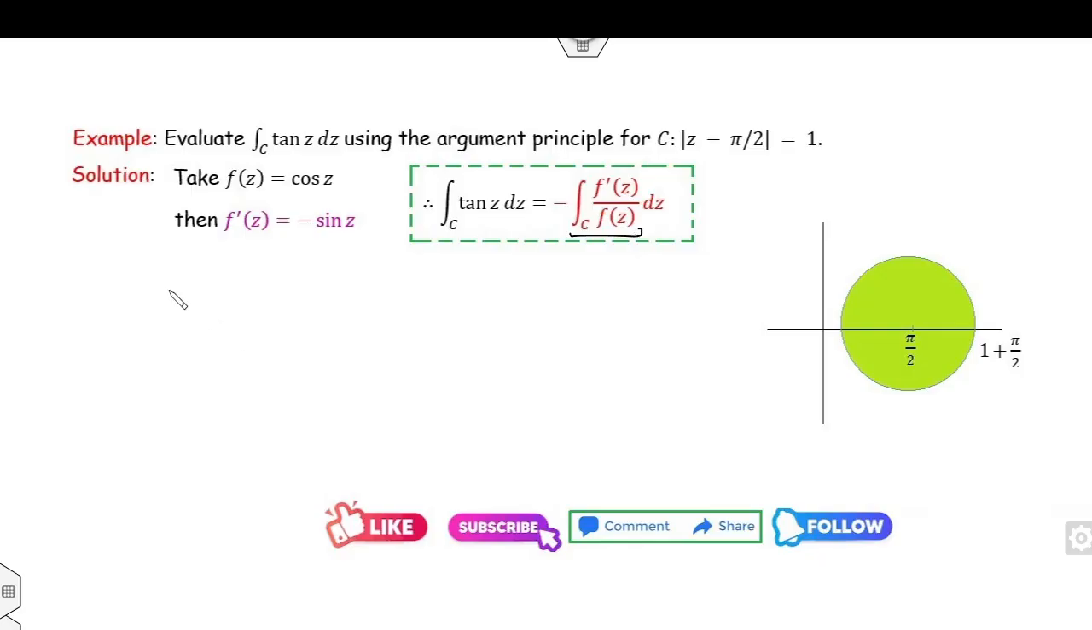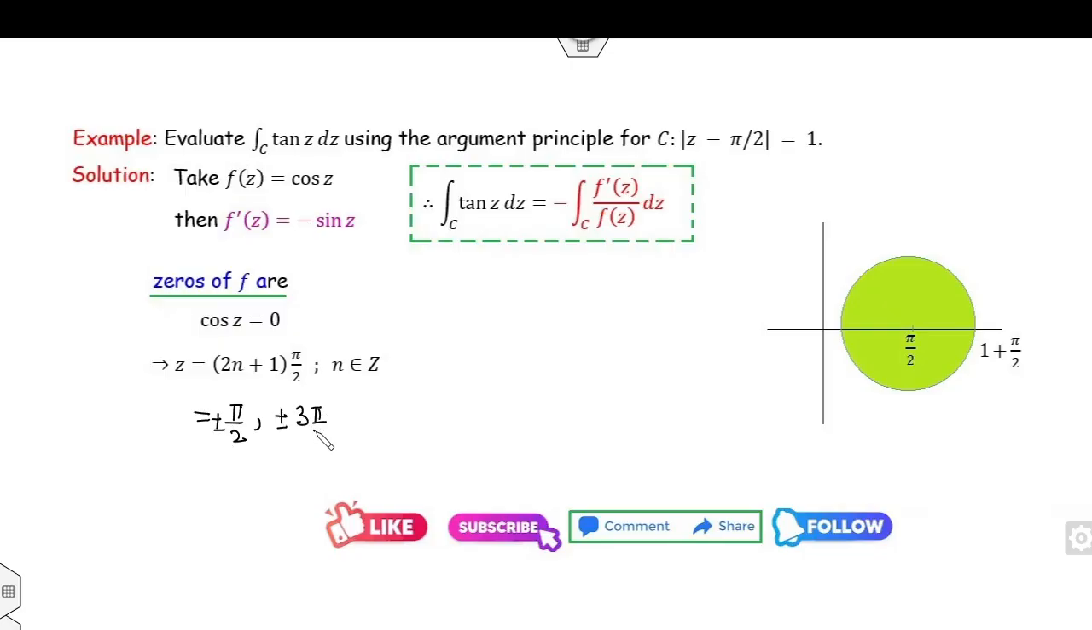Can you find the number of zeros? The zeros: cos z is 0. That means z is (2n plus 1) pi over 2, where n is an integer. Fine. So I can substitute the values of n. When n is equal to 0, the answer is plus or minus pi over 2; n equal to 1, plus or minus 3 pi over 2; plus or minus 5 pi over 2, and so on.